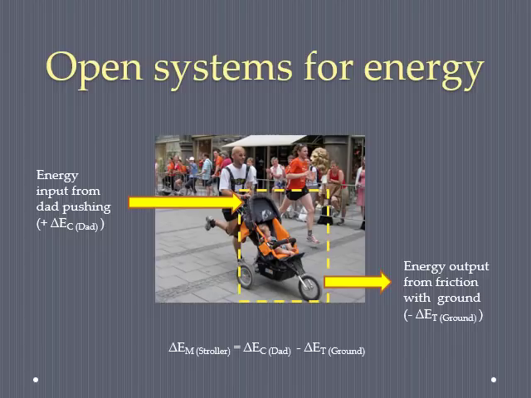You could write a little equation to describe this, right? The change in motion energy of the stroller is going to be equal to the input energies, delta EC from the Dad, minus all of the output energies, delta ET from the ground. This is not like a big master equation that you'll use again ever. It's specific to this system, but it basically describes conservation of energy in an open system where it is moving in and out.